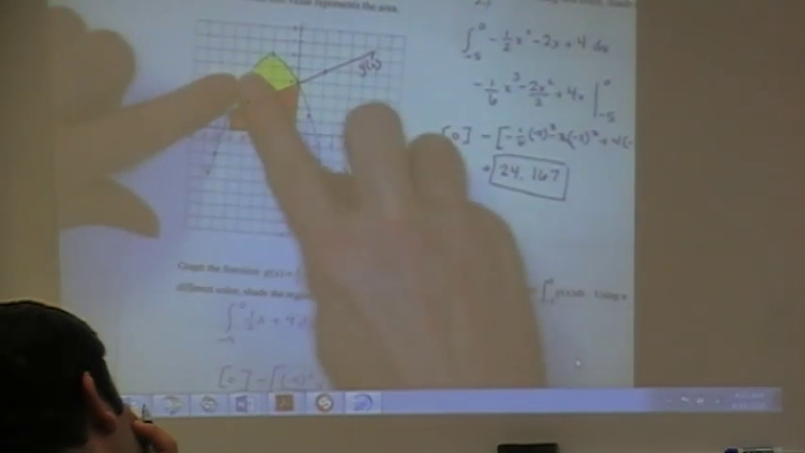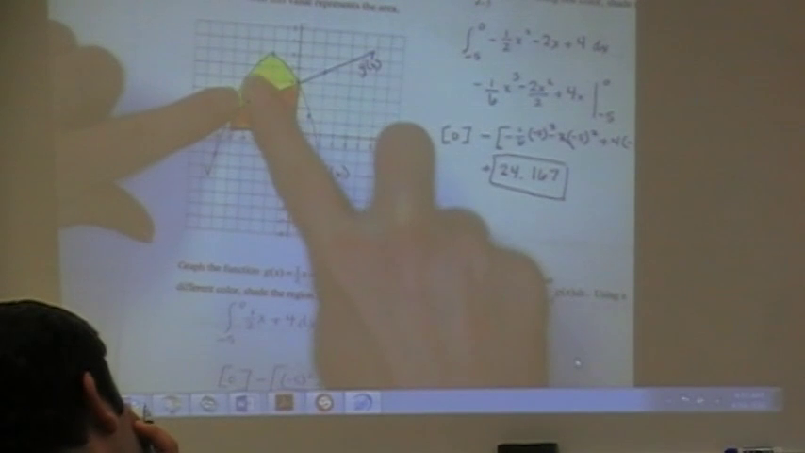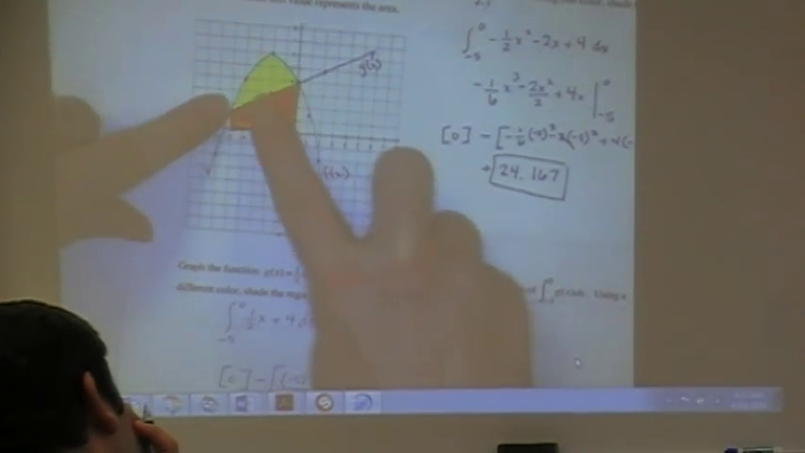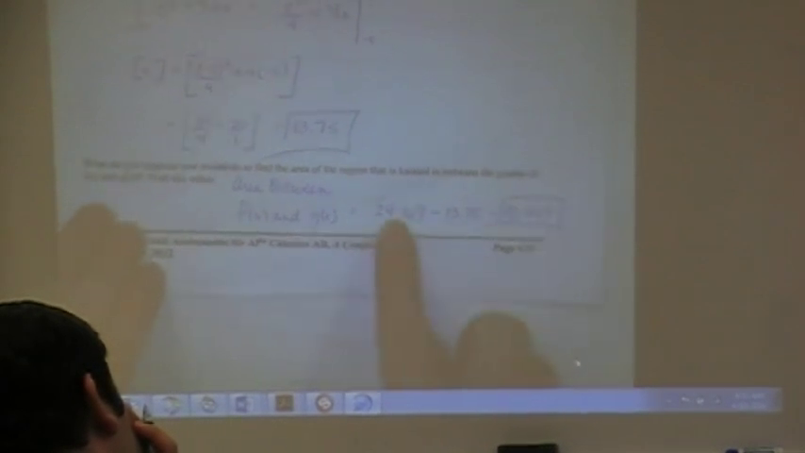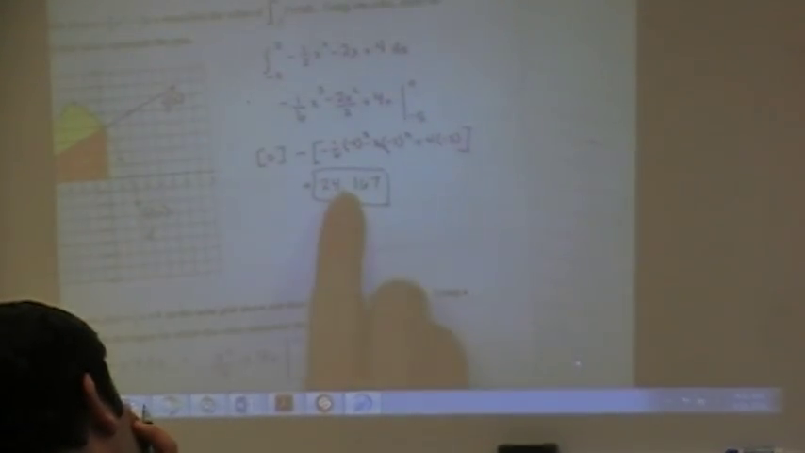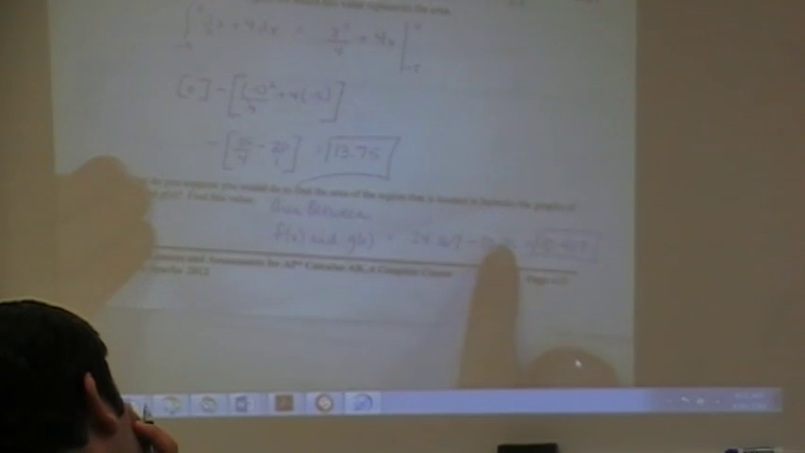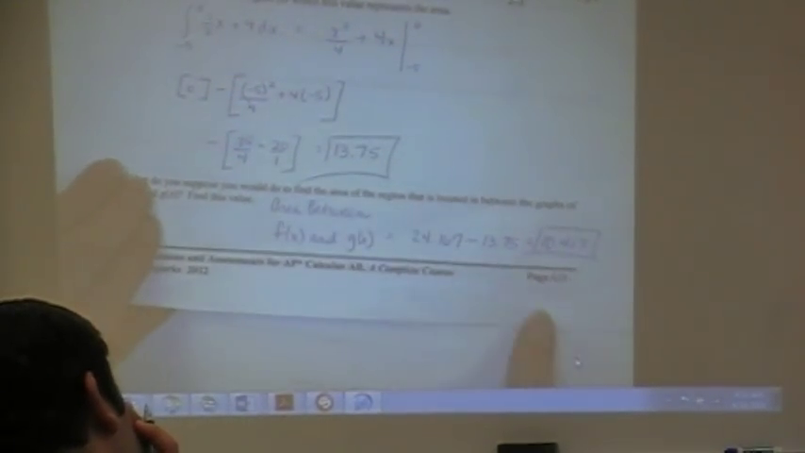So then the question is, how do we find the area that is located between the two graphs, between the parabola and the line? This leftover funky looking shape that's yellow, we found it by subtracting. We got 24.167, which is what we got under the parabola, minus 13.75, which is what we got from the trapezoid, and we get 10.417.